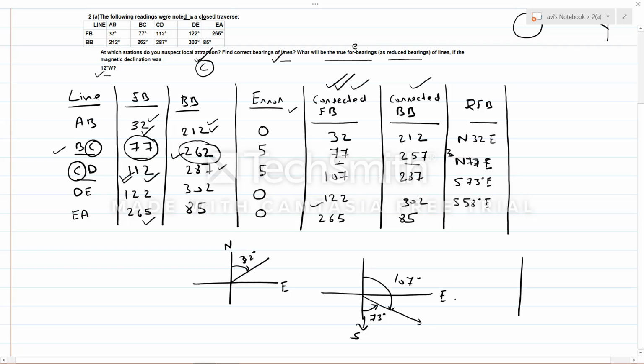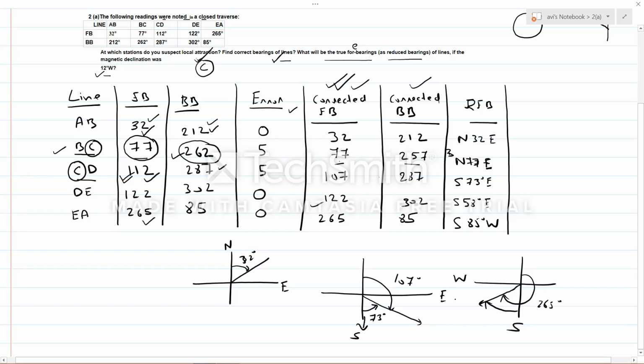Then again 265 degrees. It is going to lie in this quadrant, somewhat like this. What is the reduced bearing? South of west. This is south. This is west. And what is this angle? We will take the angle from here. So this angle is 265 minus 180 degrees, that is equal to 85 degrees. So south 85 degrees west.